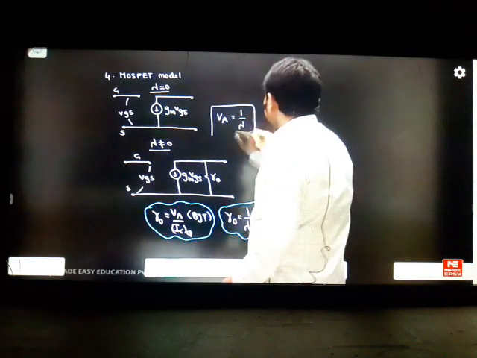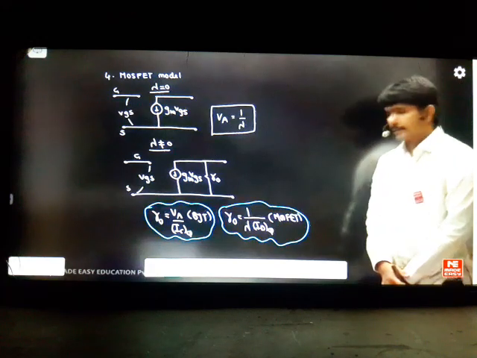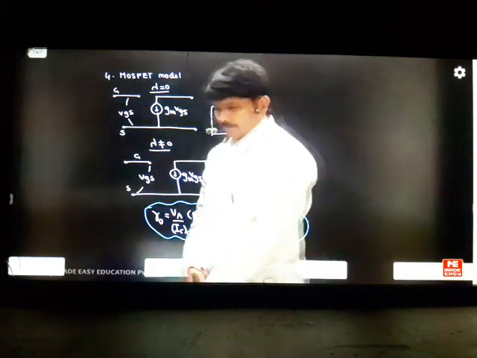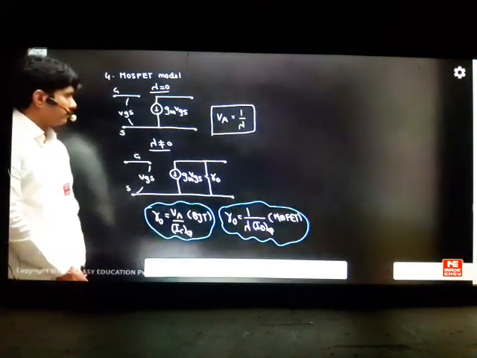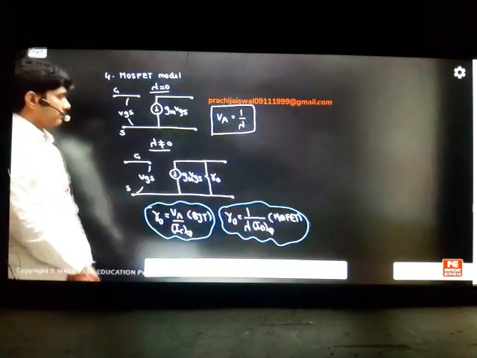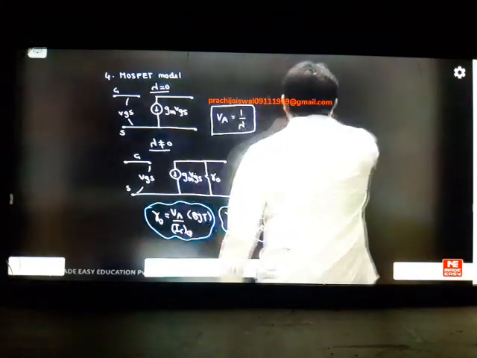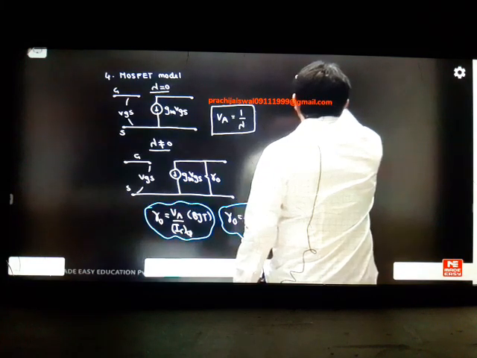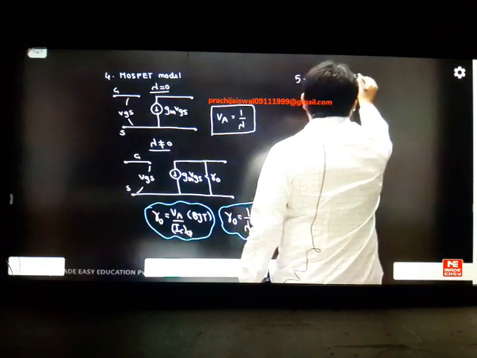Okay, this is the story. VA is equal to 1 by lambda. So like this, you can keep some short notes in your mind so that you can do the problems well. Up to here, we completed 2 topics with this simple practice. What is the next practice we'll see? That is topic number 5. Here I am doing the 5th topic, that is the common emitter bypass amplifier.